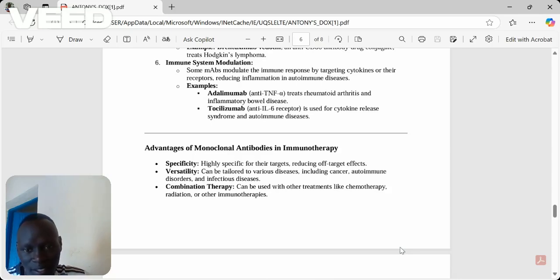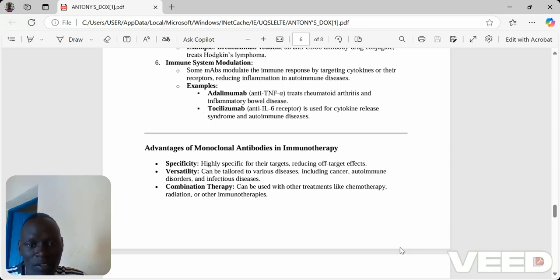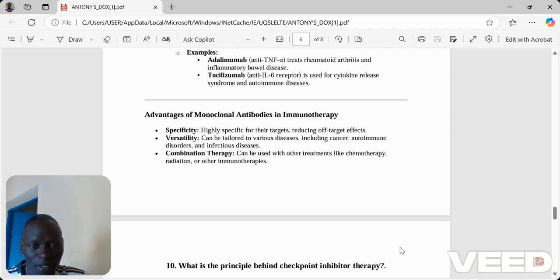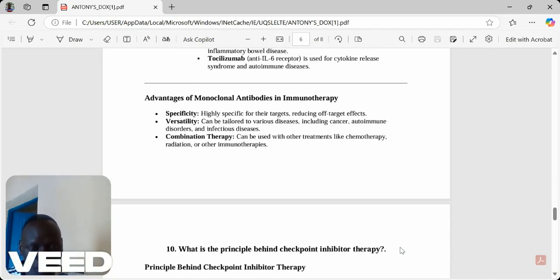What are the advantages? One is specificity: they are highly specific for their targets, reducing off-target effects. Two, versatility: they can be tailored to various diseases, including cancer, autoimmune disorders, and infectious diseases. And three, combination therapy: they can be used with other treatments like chemotherapy, radiation, or other immunotherapies.